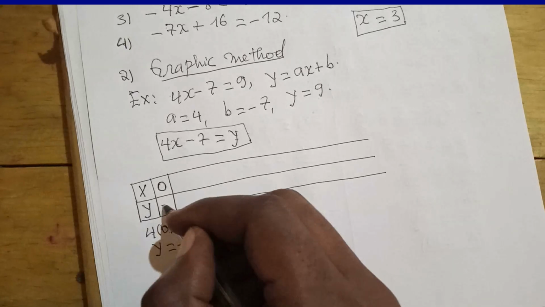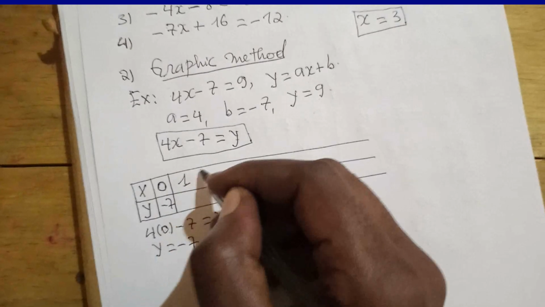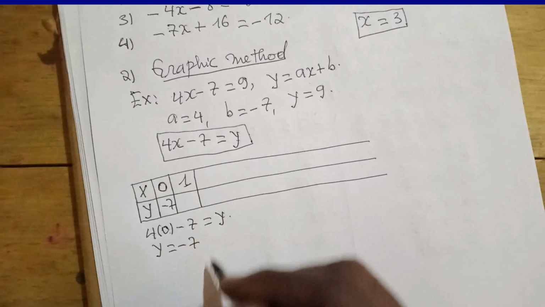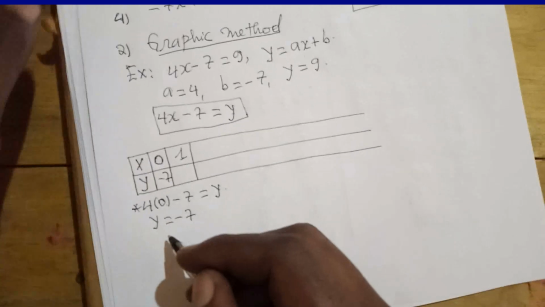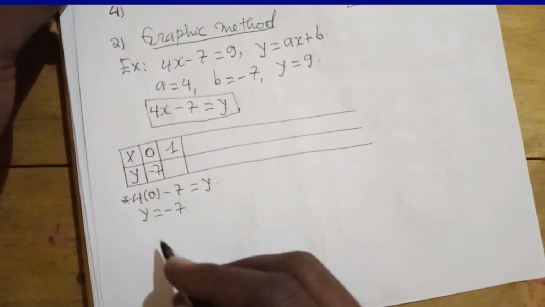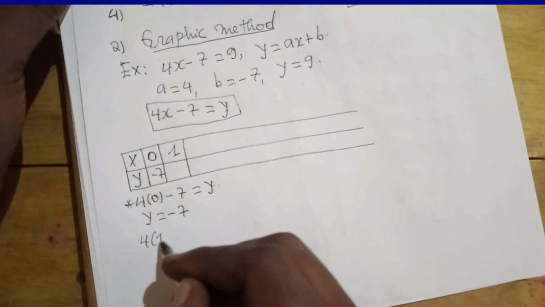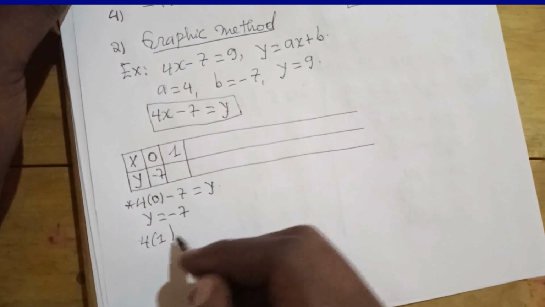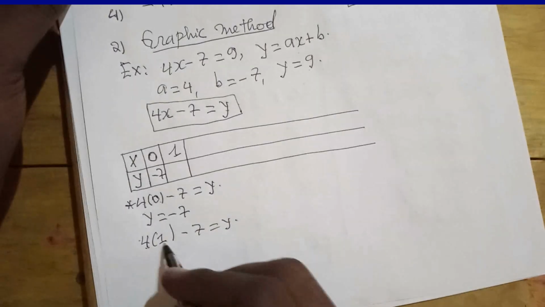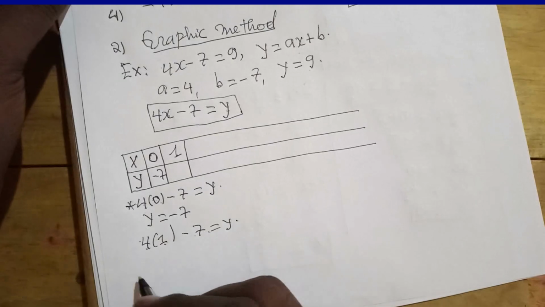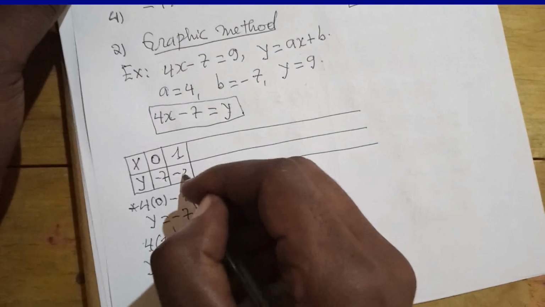Here y is equal to negative 7, and let us take x equal to 1. When x is equal to 1, y is 4 times 1 minus 7. Here 4 times 1 is equal to 4, 4 minus 7 is equal to negative 3. Y here is equal to negative 3.